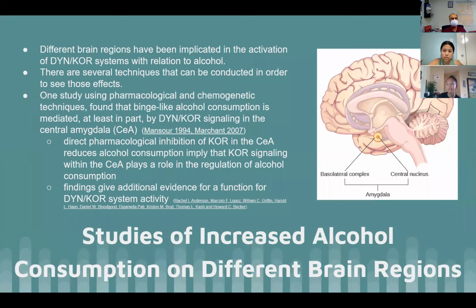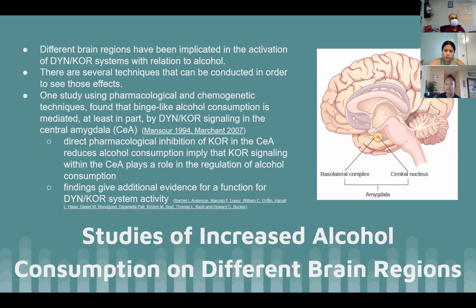Now on to studies of increased alcohol consumption in different brain regions. Different brain regions have been implicated in the activation of the DYN-KOR system with relation to alcohol. When investigating the effects of alcohol consumption on different brain regions, there are several techniques that can be used in order to see these effects. One such study used pharmacological and chemogenetic techniques to see that binge-like alcohol consumption is mediated, at least in part, by DYN-KOR signaling in the central amygdala.